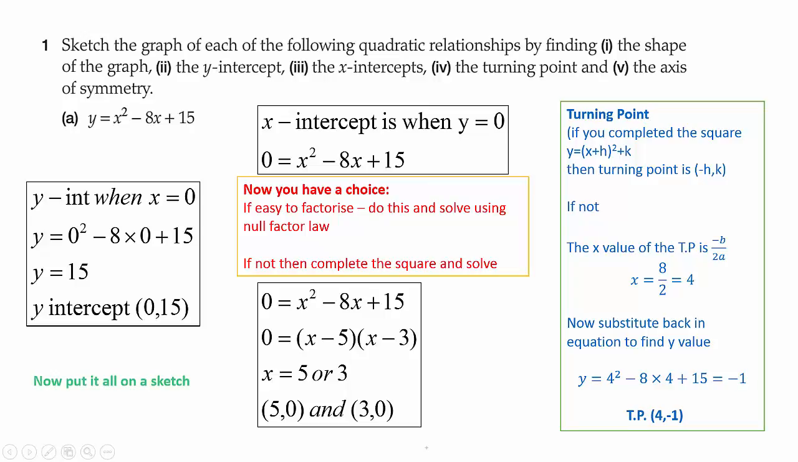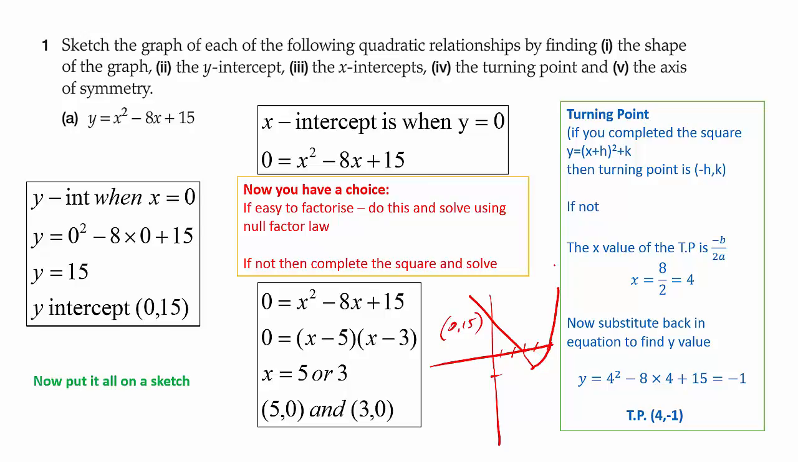At this stage, all you've got to do is put it all on a graph. It's a sketch, so it does not need to be accurate. Okay, so we're turning at (4, negative 1). So 1, 2, 3, 4, and I'll put the 5 in there. (4, negative 1), we're turning here. We're going through 5 and 3, so we're going through here and here, and we're going to come up and hit the axis, and where we're hitting is (0, 15). Okay, so that's our sketch, and that's how you go about obtaining it.